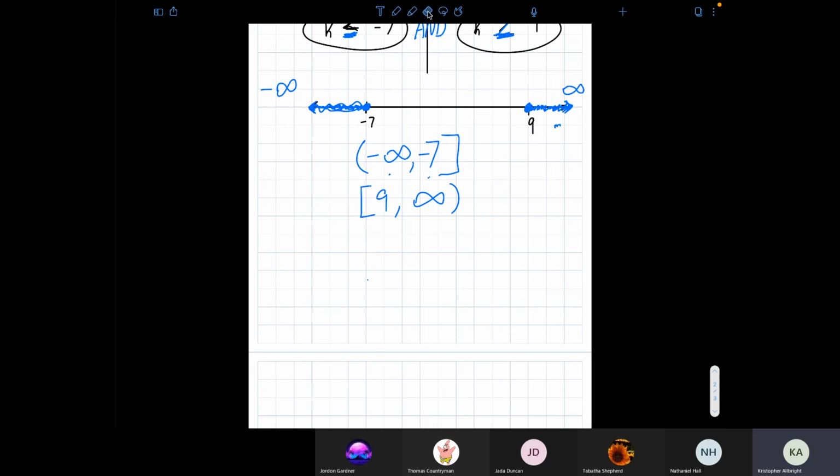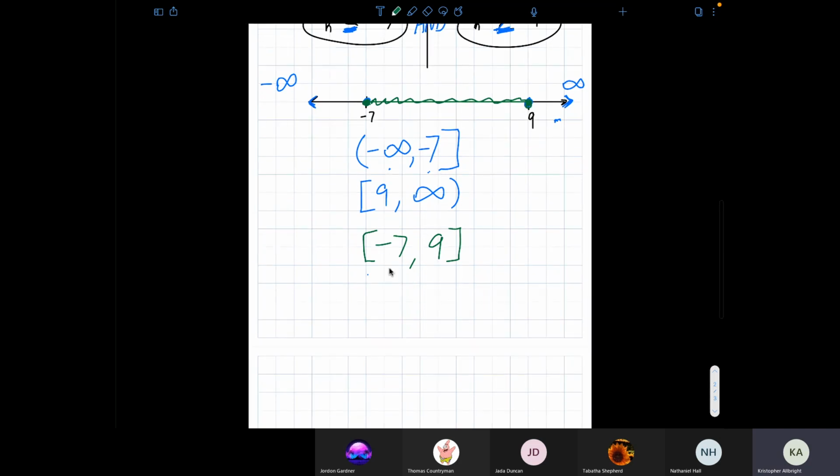So if we were dealing with something like this, between these two, then we would write that as negative 7 bracket, 9 bracket, because it's a closed circle on each end, and we're dealing with between the two. So we're just saying it goes from negative 7 to positive 9.